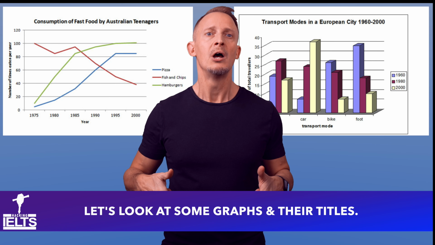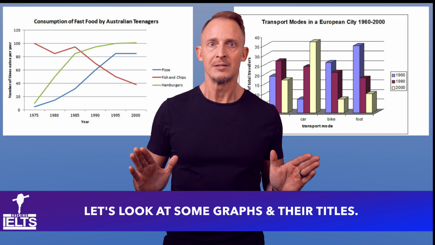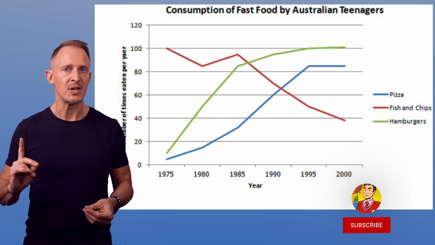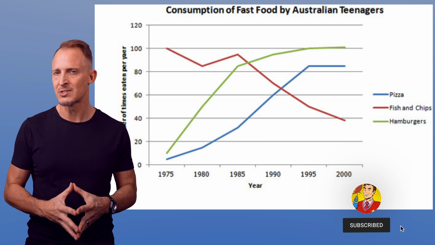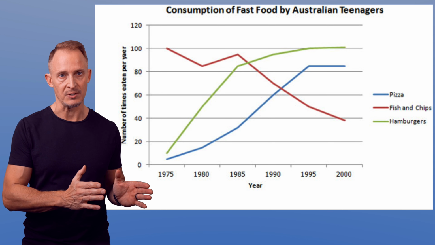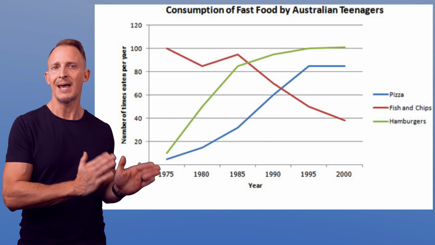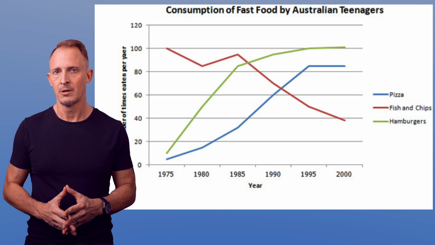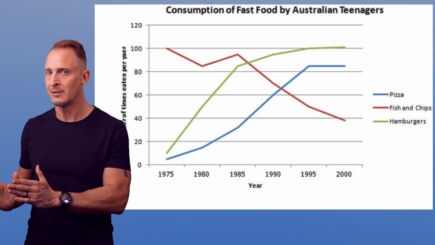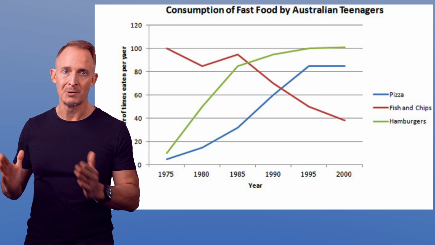Okay, so in this video, we're going to carefully look at a couple of IELTS graphs and their titles. But wait, the description provided by our IELTS student is not correct. In our first example, we see a line graph indicating the consumption of fast food by Australian teens from 1975 to 2000. On the x-axis, we can see the years starting at 1975 and ending at the year 2000. On the y-axis, we see the number of times each particular fast food was eaten or consumed, ranging from 0 all the way up to 120 times per year.